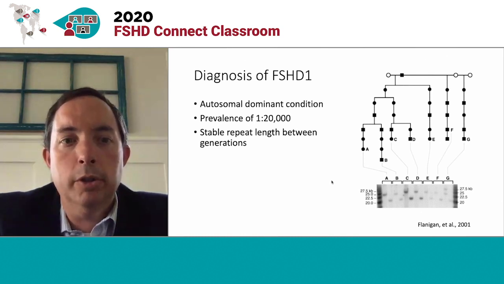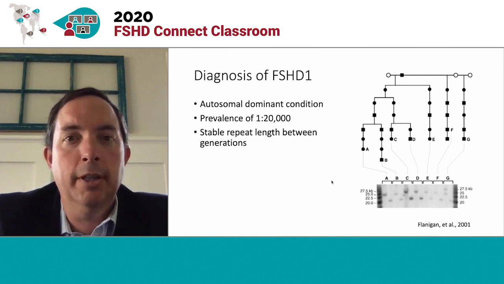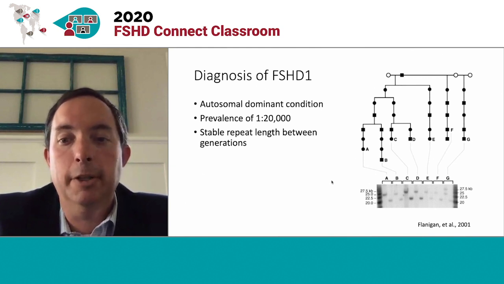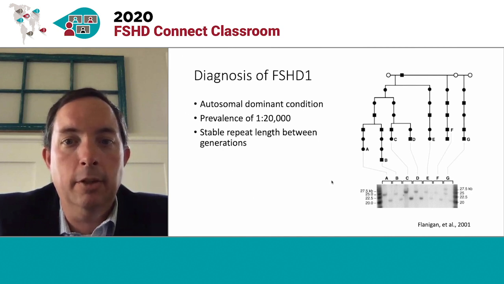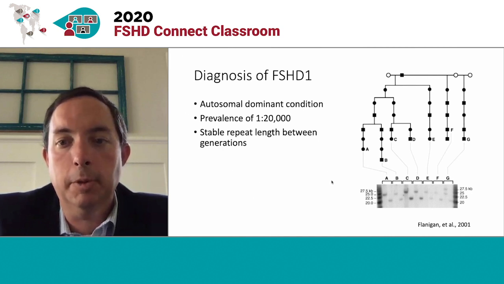What's important to know about particularly FSHD1 and likely FSHD2 is that as opposed to some of the other forms of muscular dystrophy where you can see that the disorder gets worse between generations, here in FSHD, we know, in fact, that the repeat length, the contraction on the D4Z4 repetitive element, is the same between generations. And the work that I'm showing you here is work done by my colleague, Kevin Flanagan, when he was at the University of Utah, now at Nationwide Children's Hospital.